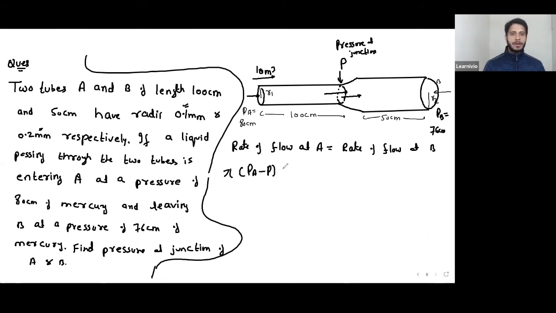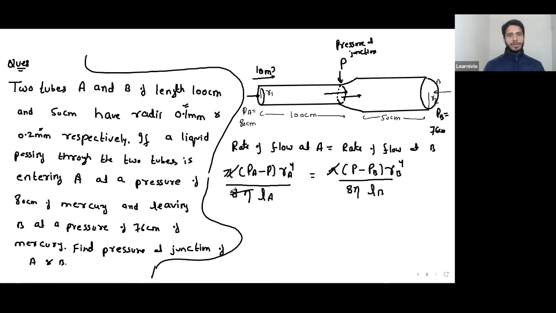So that's pi P R to the power 4, so radius of A to the power 4 divided by 8 eta L, length of pipe A, which is equal to pi P. What's the pressure difference here? Which point should be at high pressure, this junction or this point B? Junction should be at high pressure. So that's P minus pressure at B, radius of B to the power 4 over 8 eta length of B. So this pi will cancel this pi.